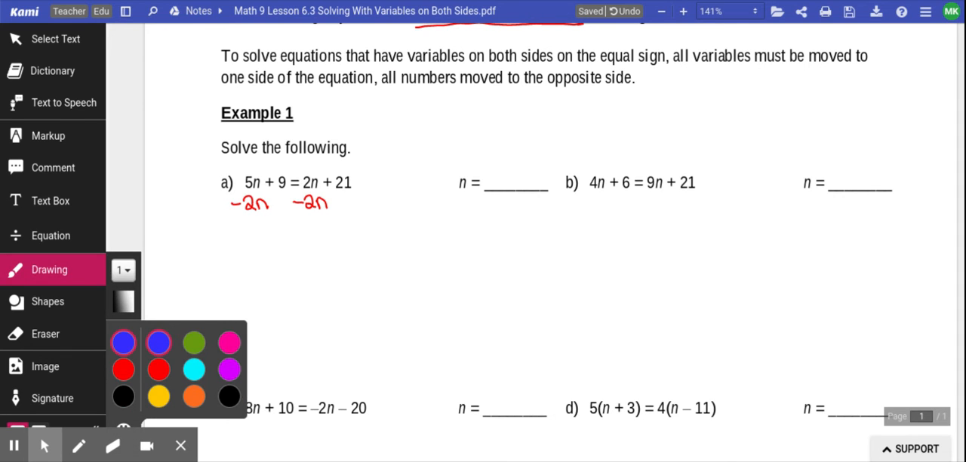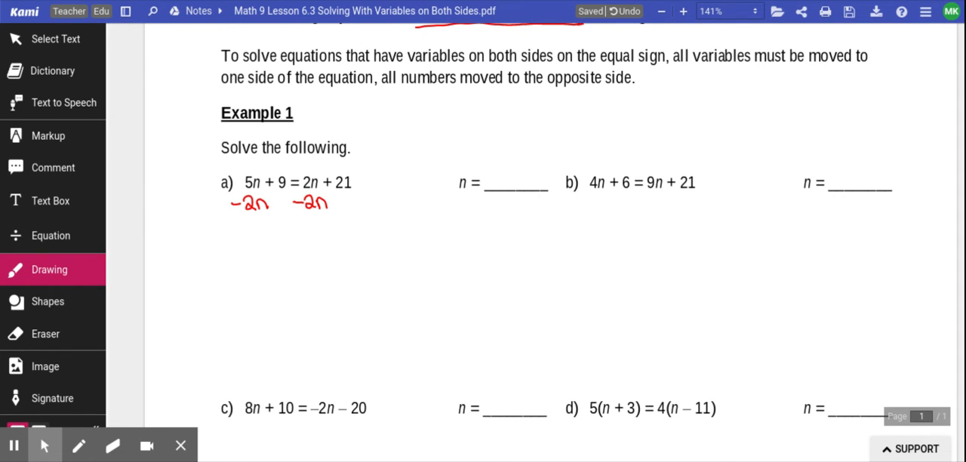That's me doing something. After I do something, I always reorganize my work. So on the left-hand side, we have 5n minus 2n. That leaves me with 3 n's. My plus 9 is a constant. It has not changed, so I leave it as plus 9. And then it equals, the 2n minus 2n would equal 0. They would cancel out, and I would only be left with my plus 21. I'm not going to put the plus symbol, but you know that it's a positive 21.